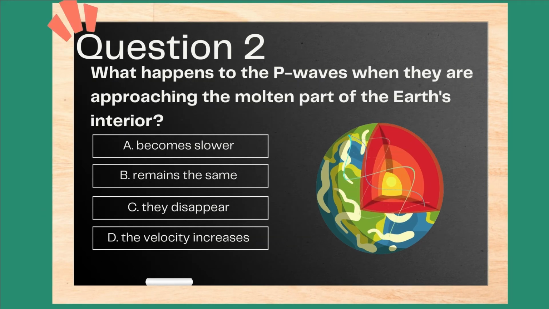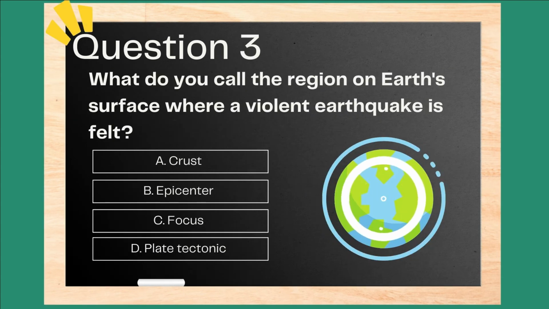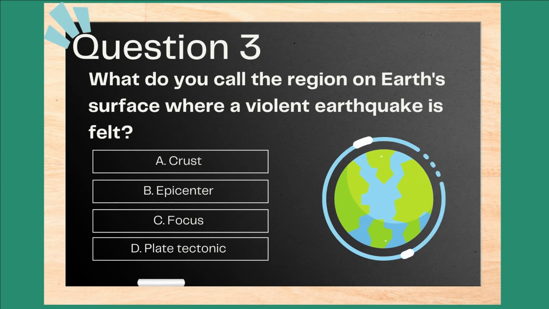What happens to the P waves when they are approaching the molten part of the Earth's interior? A. Becomes slower, B. Remains the same, C. They disappear, D. The velocity increases. What do you call the region on Earth's surface where a violent earthquake is felt? A. Crust, B. Epicenter, C. Focus, D. Plate tectonic.